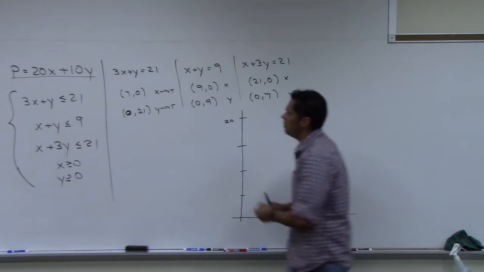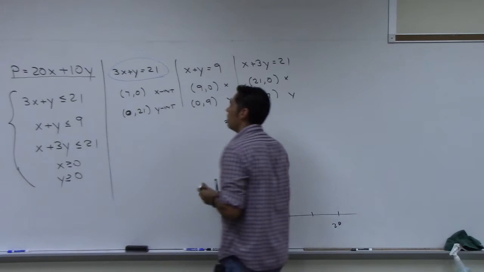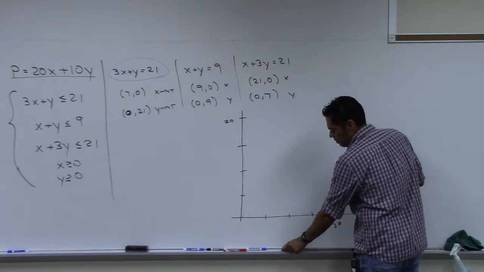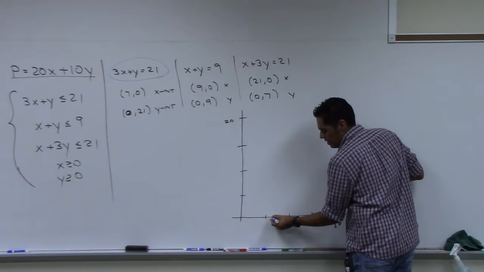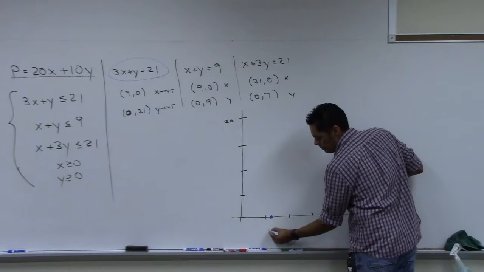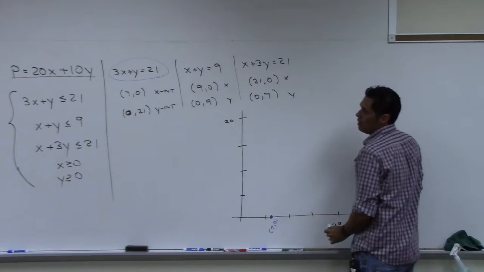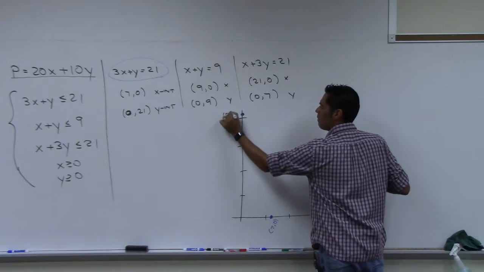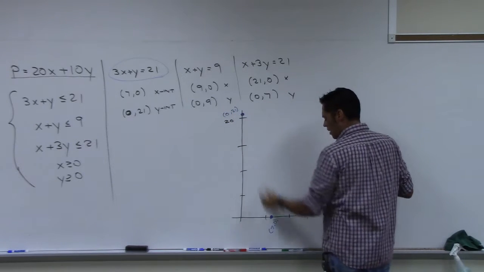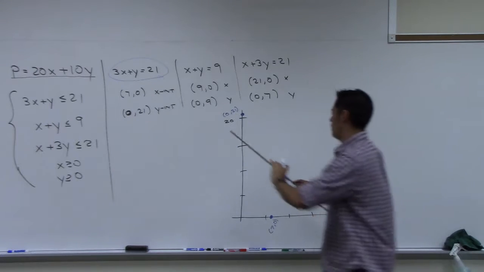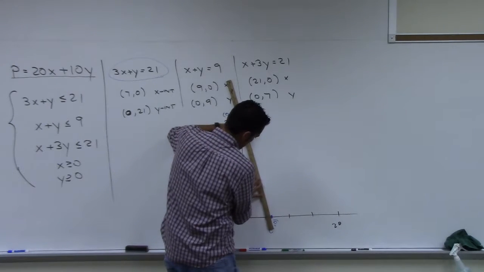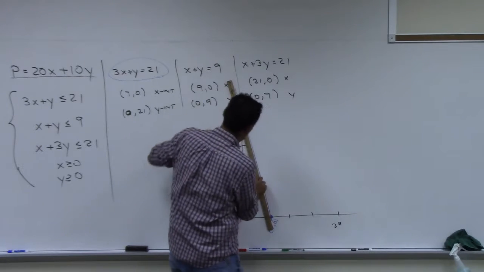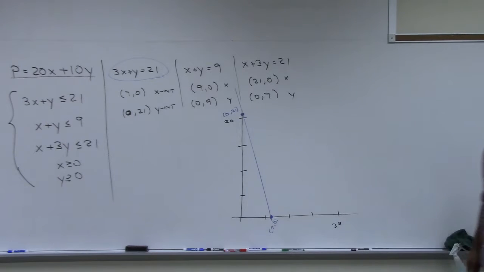Let's do blue for this one. (7, 0). So here's 5, right? 7, would you agree, is here? (7, 0). And then (0, 21) up here. And then I draw a straight line through those. Solid, right? Seem like I'm working fast? I feel like I'm working fast here. That good for the blue one?